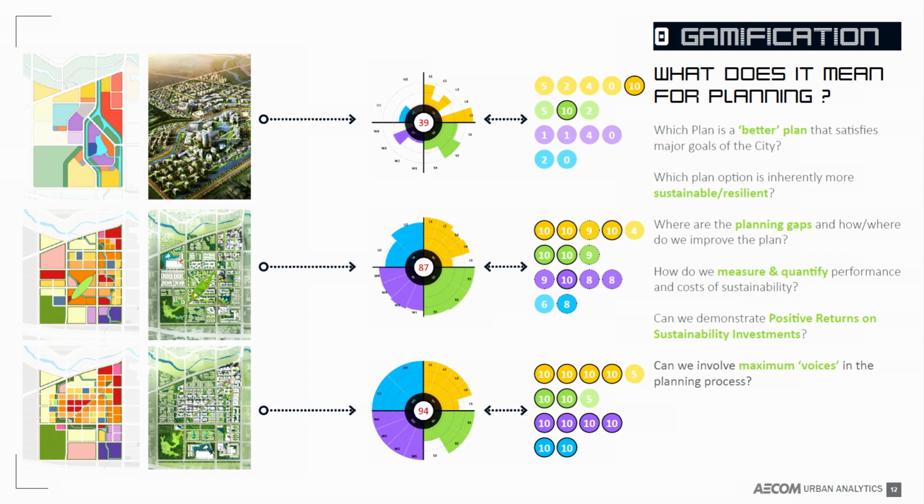And so in theory, what we are trying to do is answer these basic questions for planning. We're trying to answer which intervention, scenario, or plan is a better plan that satisfies a city's goals or objectives, which is more sustainable and resilient, what the gaps are, how we can measure and quantify the cost of sustainability, and so forth.